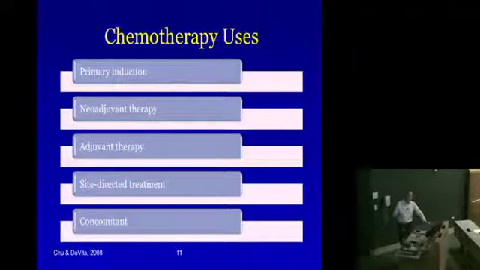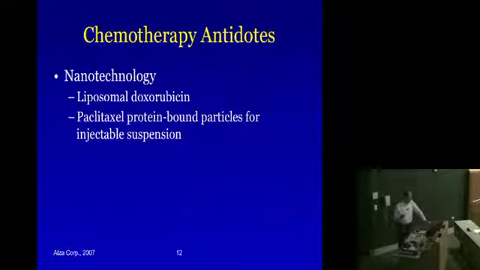And concomitant means you give it with something. Often this is in conjunction with radiation therapy. And so the role of chemotherapy and radiation, as in head and neck cancer, is curative intent treatment. And then you also have chemotherapy antidotes. So you're changing the mechanism by which the chemotherapy works, and you're sometimes adding particles in order to make it more effective and decrease some of the side effects.